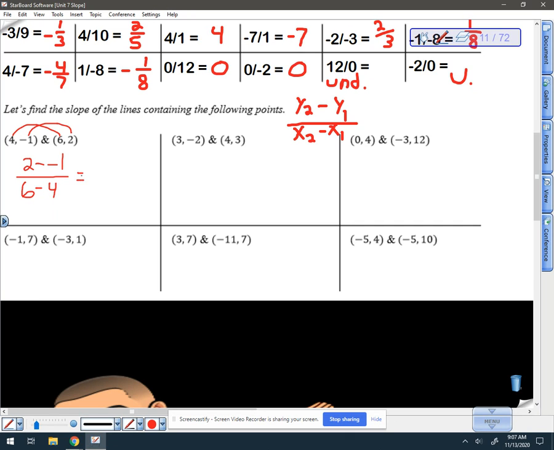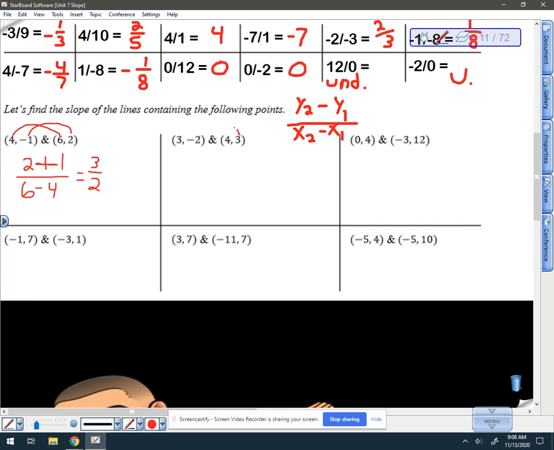So what is our slope? 2 negatives make a positive. 2 plus 1 is 3 over 6 minus 4 is 2. Can't simplify it. You could change it to a mixed number, but we never write slope as a mixed number. Always leave it as an improper fraction. So 3 over 2 stays 3 over 2. So m is equal to 3 over 2. All right, let's look at our next one.